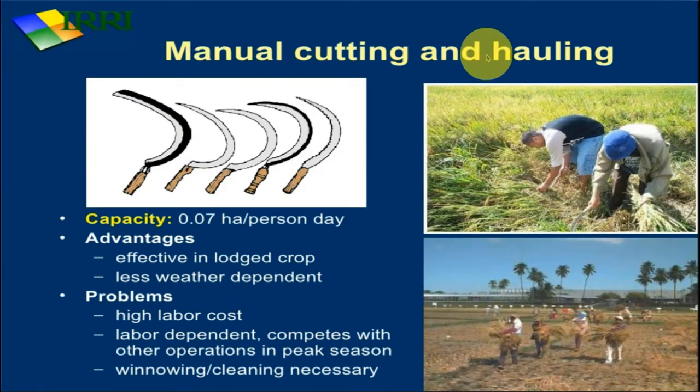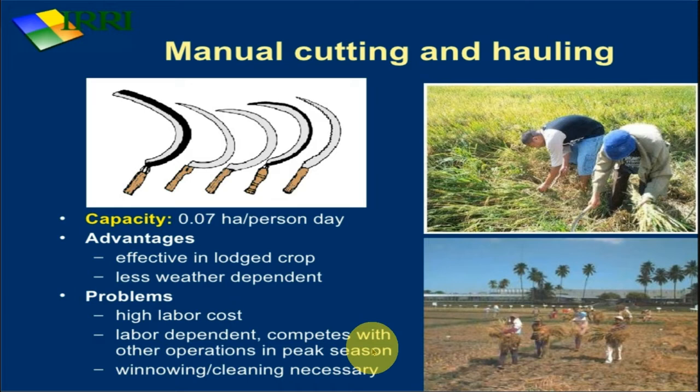Here, manual cutting and hauling, meaning here we will cut manually. It will require 0.07 hectare per person day. Advantages: effective in lodged crop, meaning where the crop is somewhat damaged or destroyed it can be done, and less weather dependent, meaning it does not depend on weather because you can work in any condition. Problems: high labor cost, labor will be more and this will cost more.